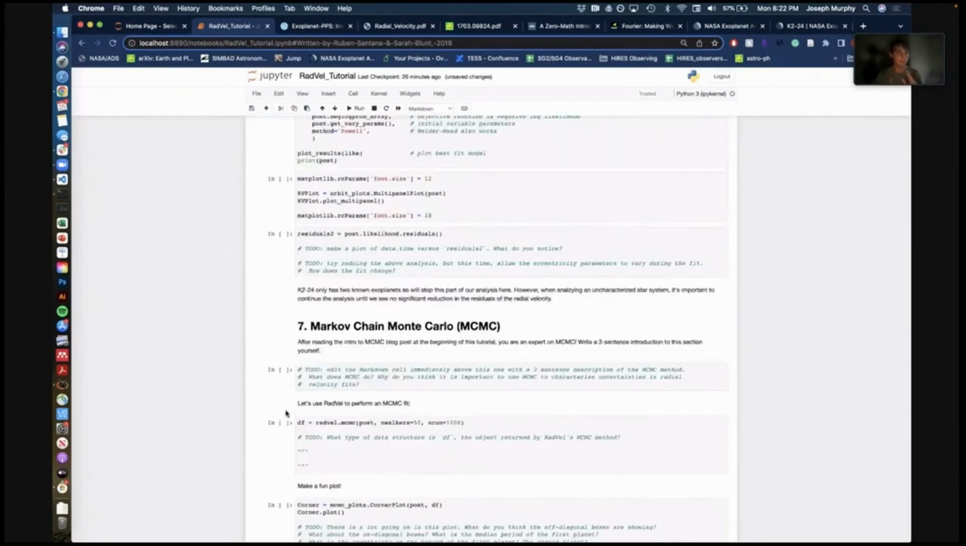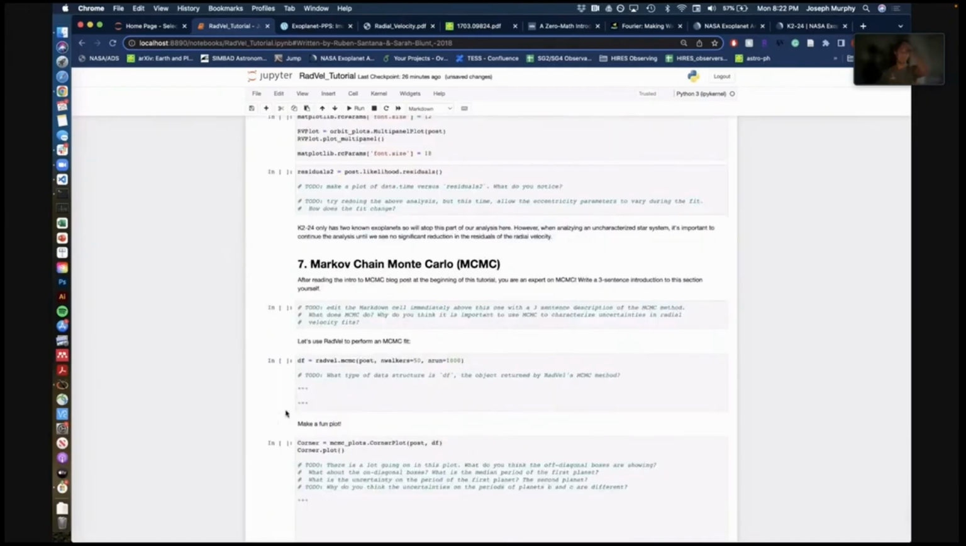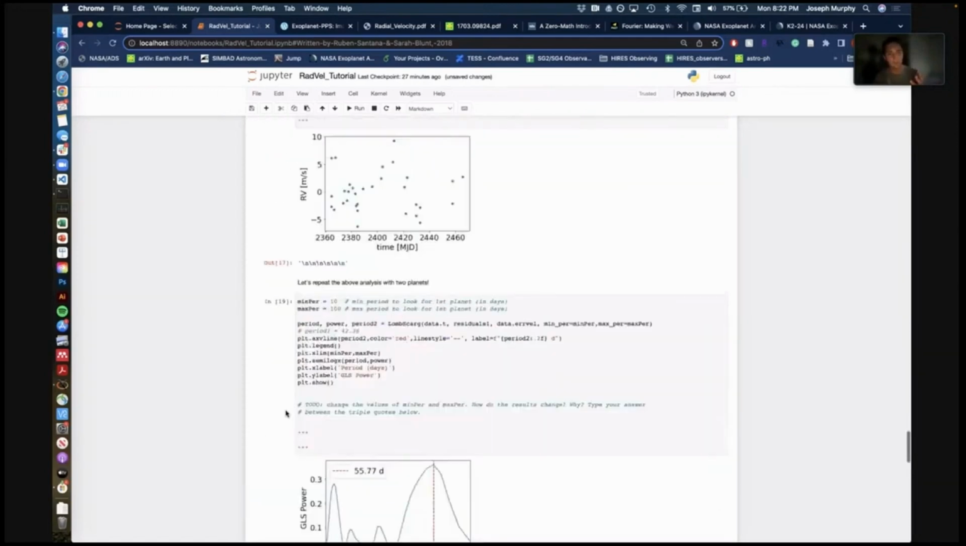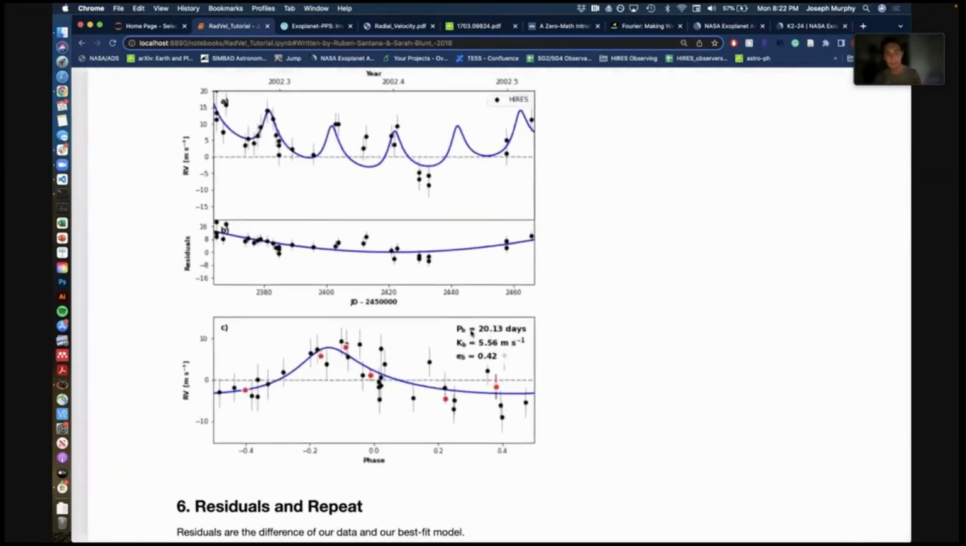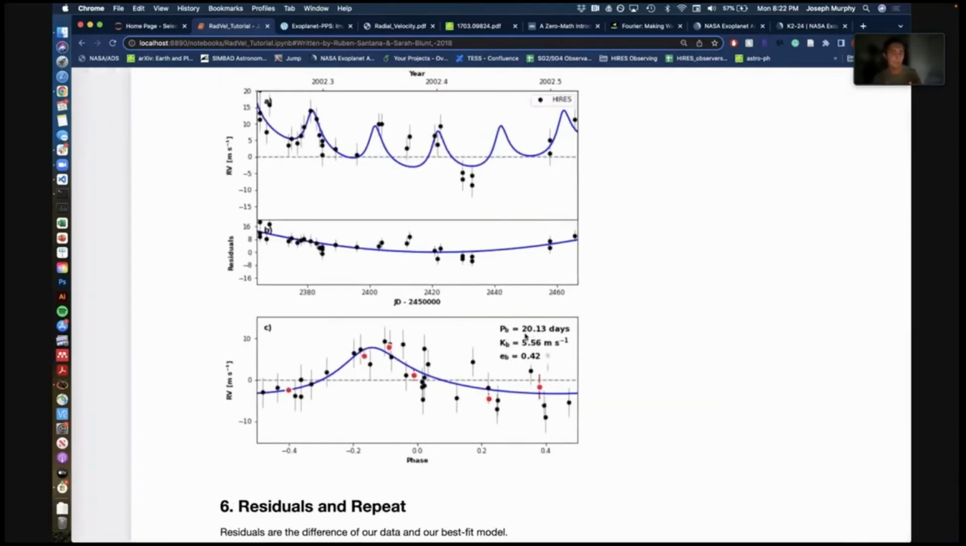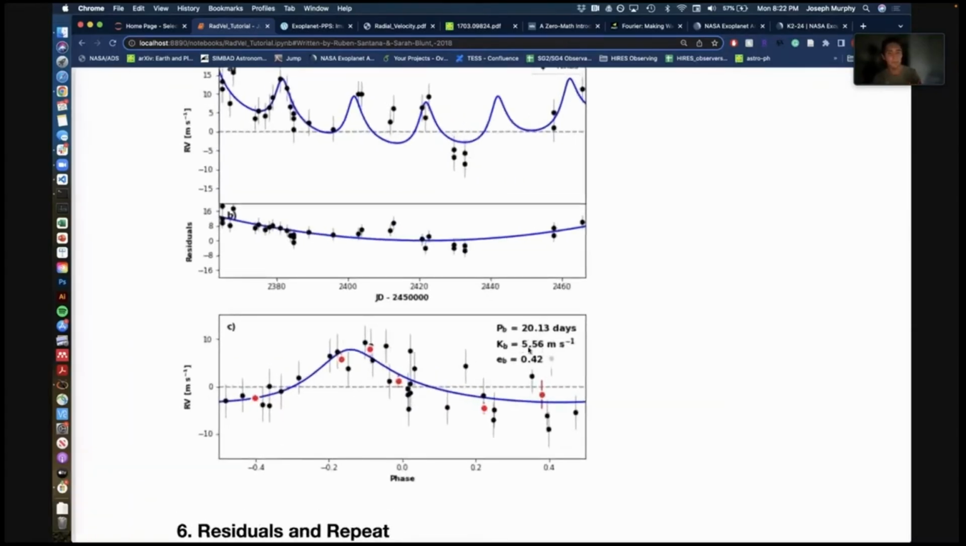The last section of this notebook is potentially the most exciting, or the coolest. I think it's really cool. Markov chain Monte Carlo. You'll notice in these fancy plots that RadVel generated for us, it says we have a planet at 20 days. The amplitude is 5.5 meters per second, and the eccentricity is 0.4. But there are no error bars on any of those numbers.